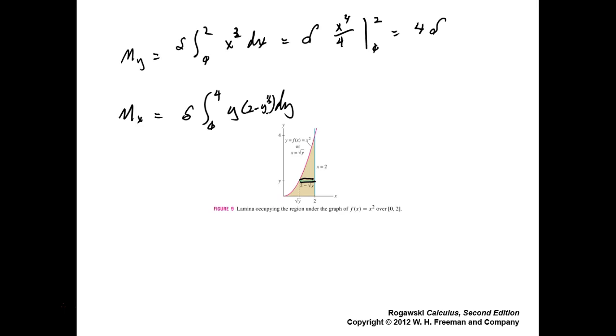Now, a little bit more involved in this one. That's your delta going from 0 to 4. And let's distribute that y. What do you get there? 2y minus y to the 3 halves. Very good. dy. Okay, let's integrate that. The delta's there. Antiderivative of 2y is?